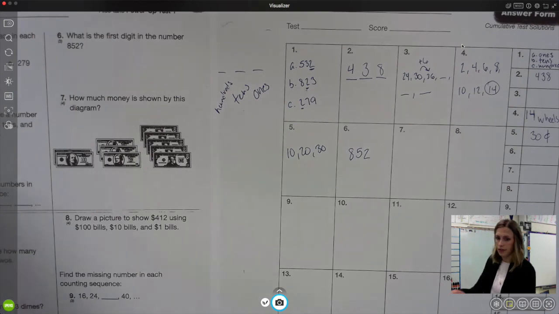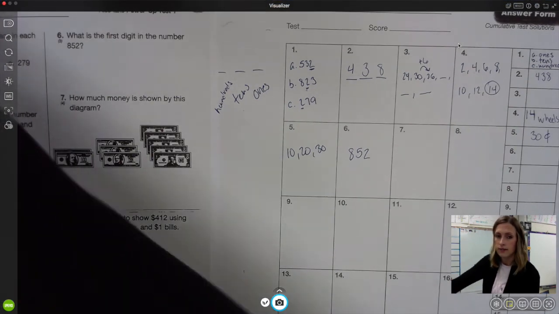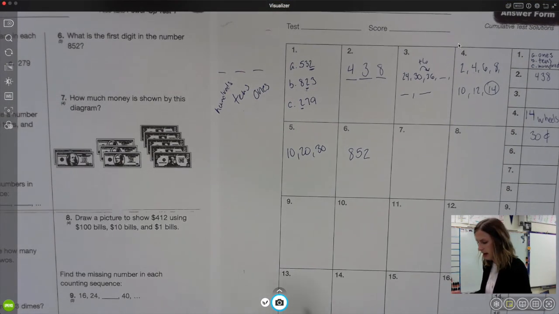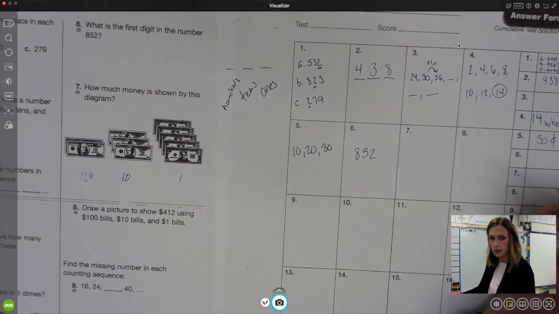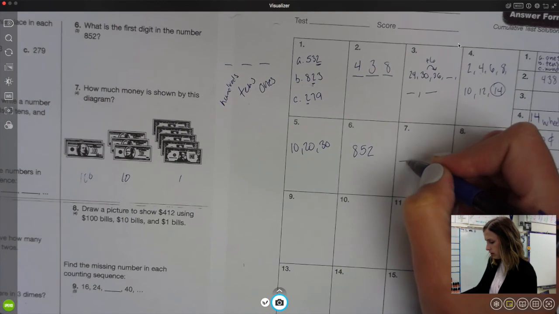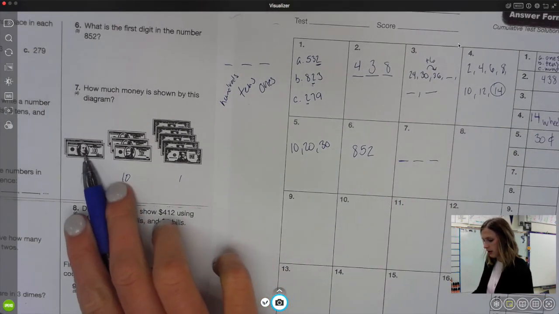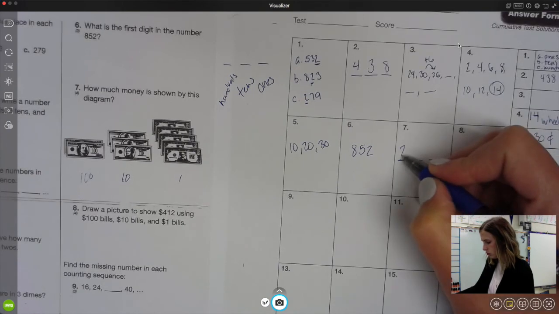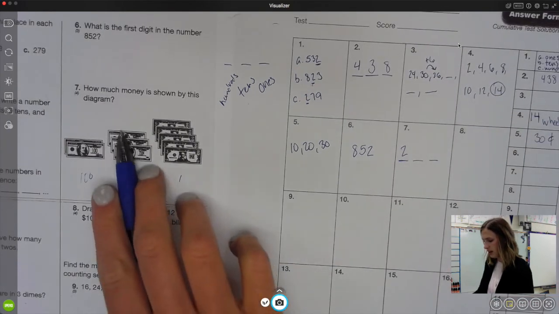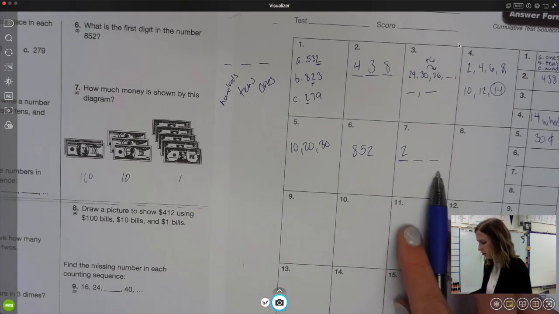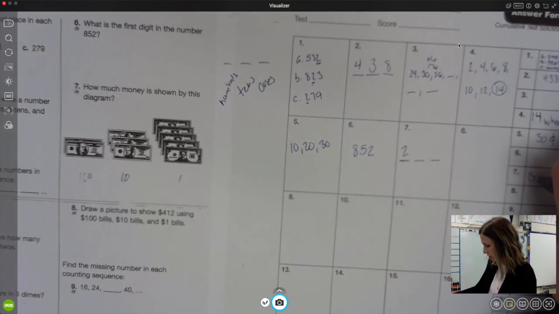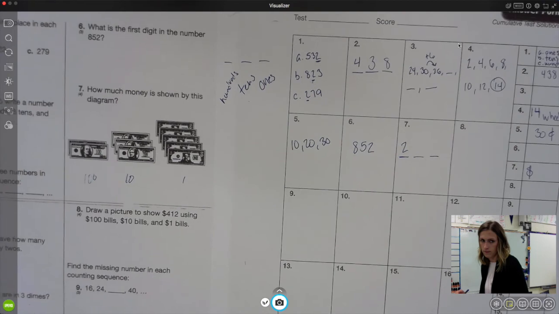Number 7. Number 7 says, how much money is shown by this diagram? We've got our hundreds first, then our tens, then our ones. So, hundreds, tens, ones. How many $100 bills? 2. Then finish it with how many $10 bills? Write that number here. How many $1 bills? Write that number here. Don't forget your dollar sign on your answer.